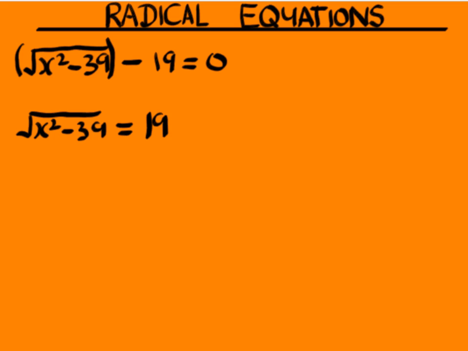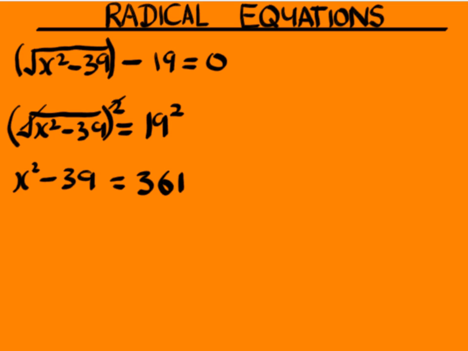Now the next step is to take the square of both sides to eliminate our roots. So we have the square here and the square of 19. So this square cancels this square root, and what we are left with is x squared minus 39 equal to the square of 19, which gives us 361.